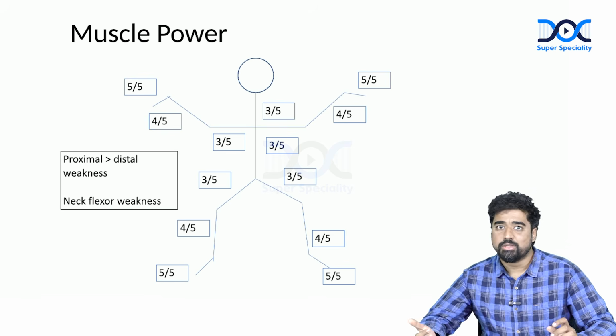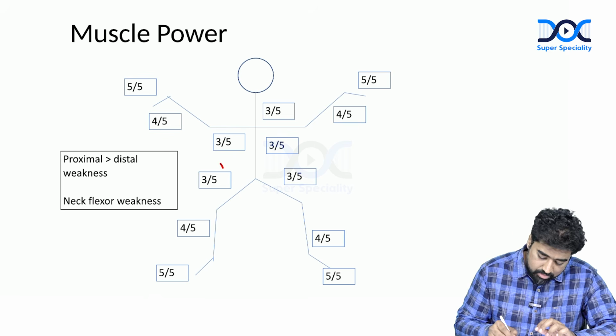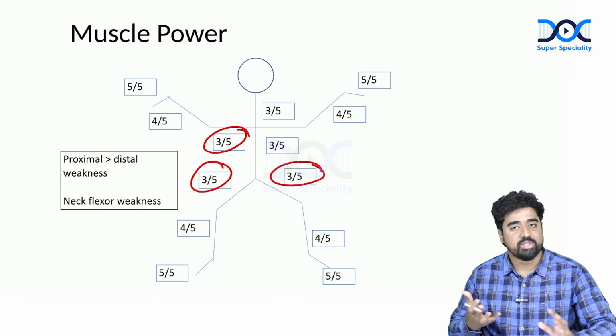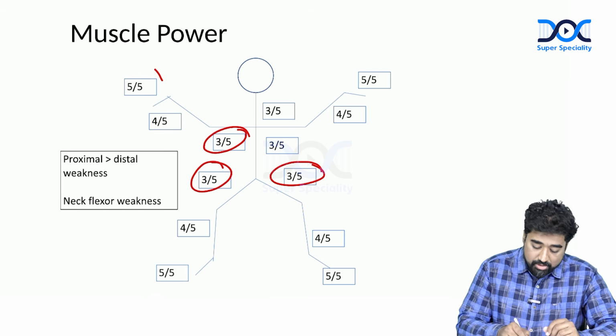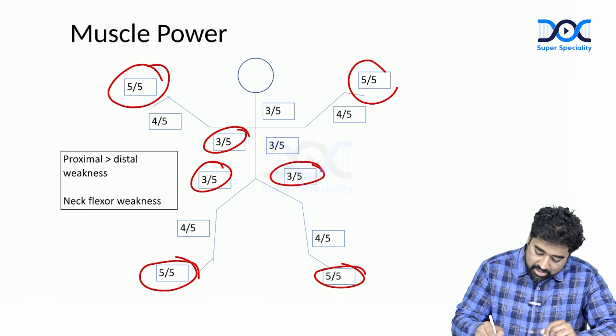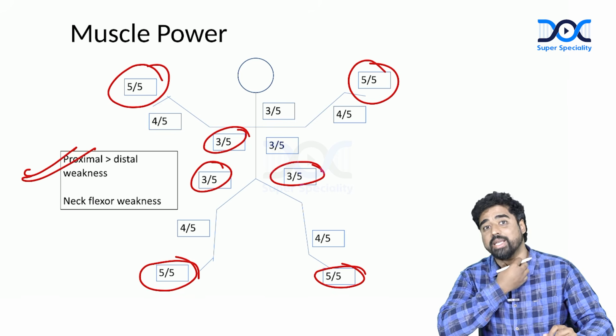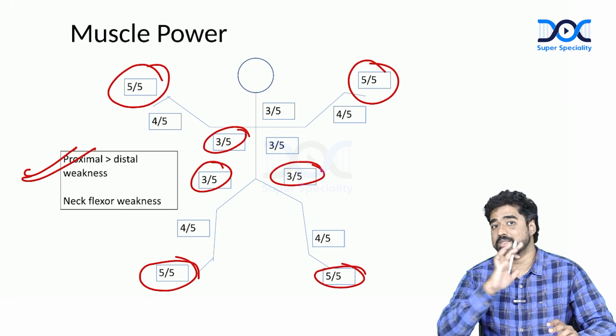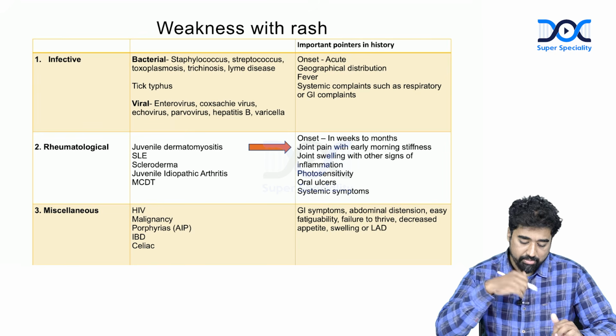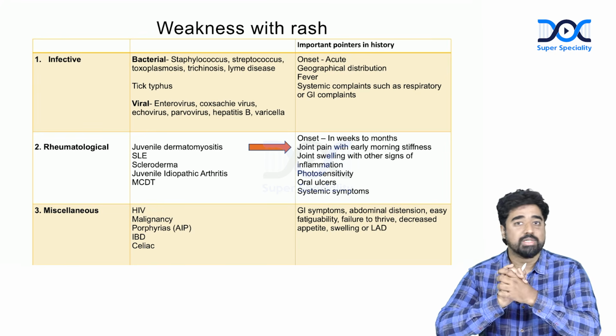Muscle power, as you will do in the examination, has shown decreased muscle power of around 3/5 to 4/5. Again, not involving the distal musculature. It involves the neck flexors, it involves the pharyngeal muscles and all, but not the distal musculature. Now we come to what I was talking about.